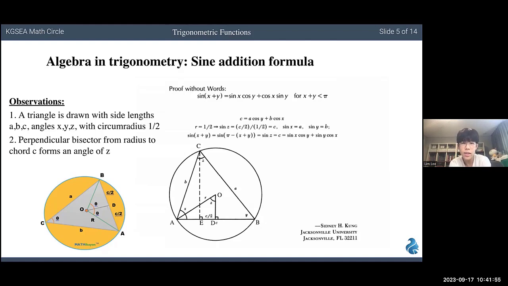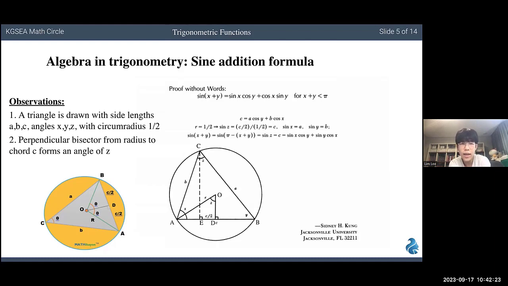Finally, the third line states that sine of X plus Y is equal to sine of pi minus X plus Y, which we know is true by the identities we saw on the previous slide from the sine x graph and function. This is equal to sine Z as pi is 180, and because the angles of X, Y, and Z correspond to the angles of A, B, and C, they all sum to 180.